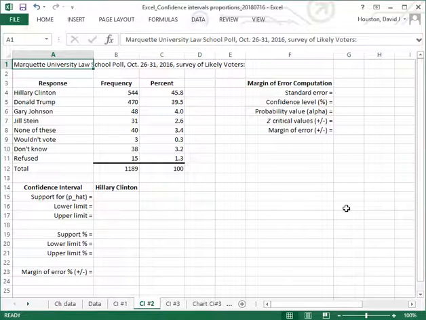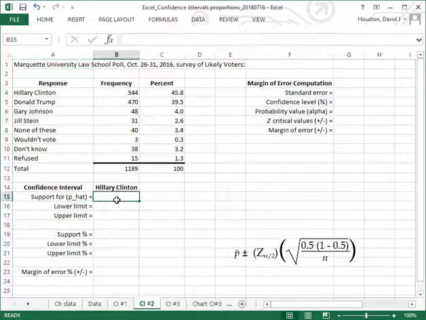What we're going to do here is construct the confidence interval around support for Hillary Clinton. To do that, first of all, let's construct the proportion of the sample who indicated they would vote for Clinton if the election were held today. So equal the frequency that indicated they would support Clinton over the sample size. And there we have a proportion of 0.458, and we're going to construct our confidence interval around that proportion.